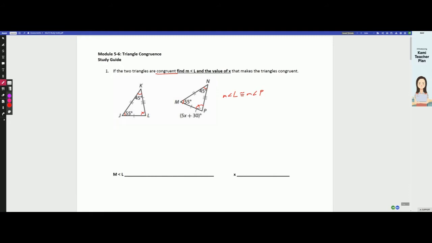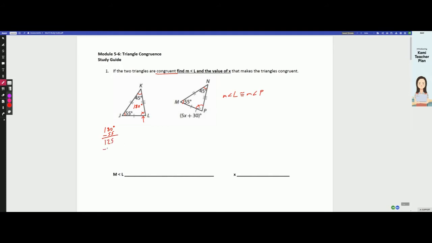Now, we do need to know that the sum of all the interior angles of a triangle should add up to 180. So knowing that, we can find L. Okay, so you can do it several ways. You can take the 180 that you know you have, subtract the 55. In the calculator, 180 minus 55, and you should get 125.